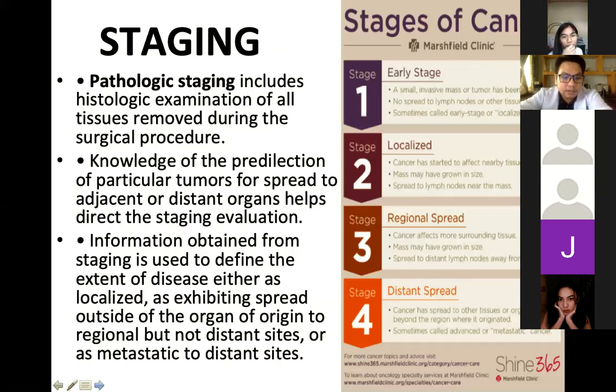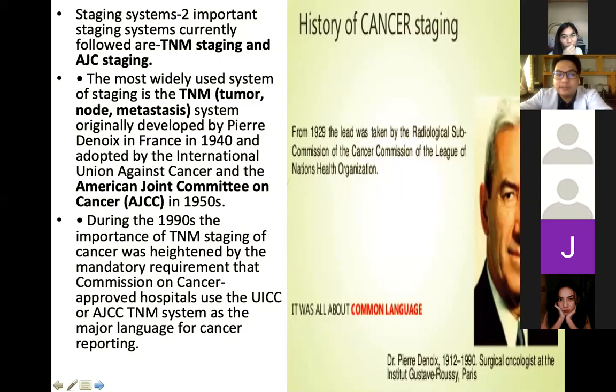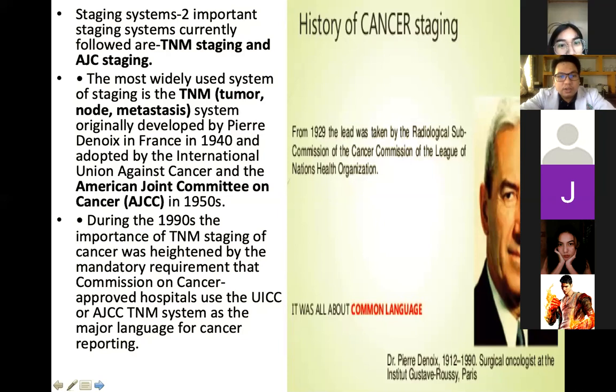Okay? So, what are the different types of staging? The most common type of staging class is the TNM, alongside with the AJC or the American Joint Committee on Cancer. Okay. Staging. So, the most widely known or the most widely used system of staging is the TNM, okay, the tumor node metastasis system. Originally performed by Pierre Denoix in France in 1940. It's adopted by the International Union Against Cancer and the American Joint Committee on Cancer.